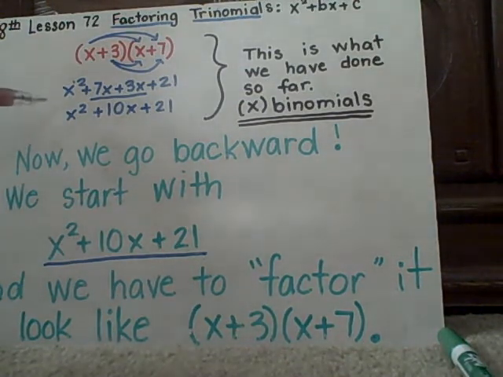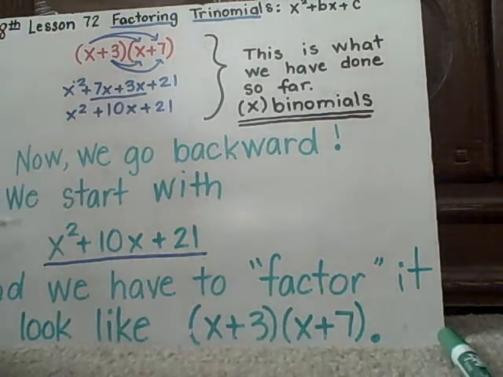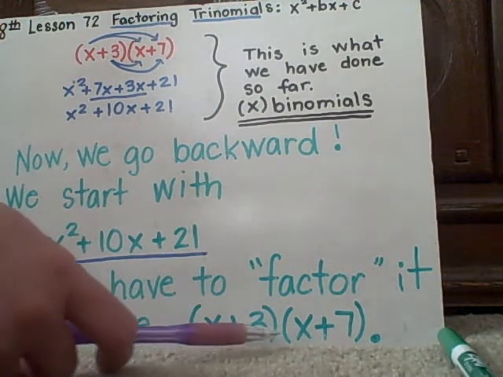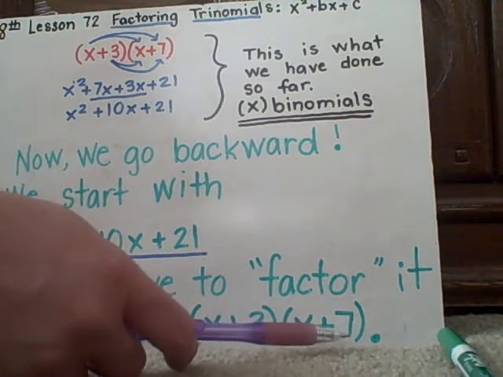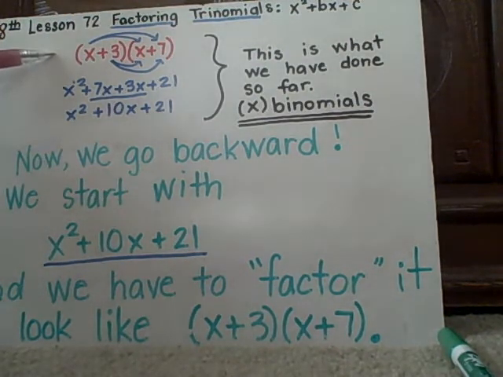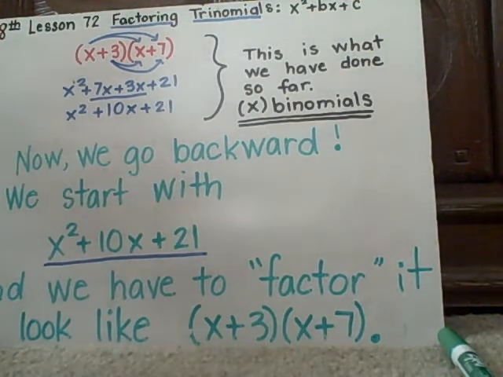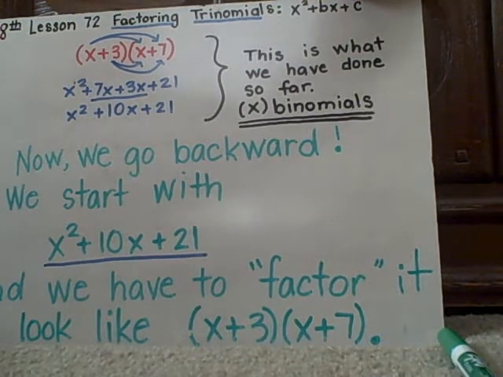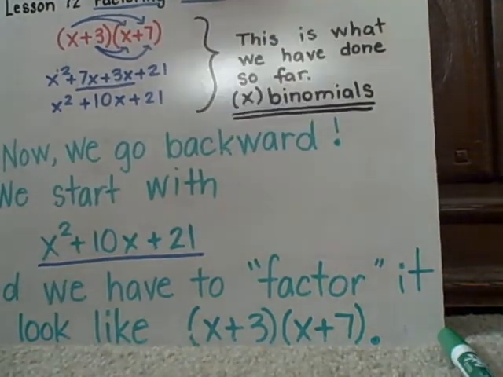In factoring, we start with x squared plus 10x plus 21, and we factor it so that it looks like x plus 3 times x plus 7. So we're going to take this and go backwards so that we can end up with what was in the parentheses. That is the process of factoring. Let's take a look and see how it's done.